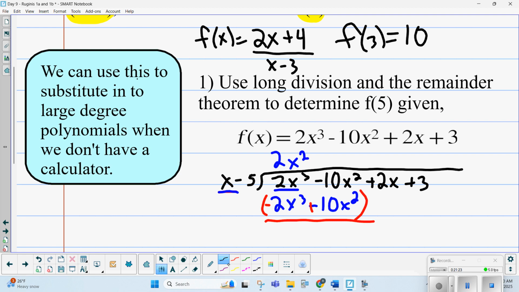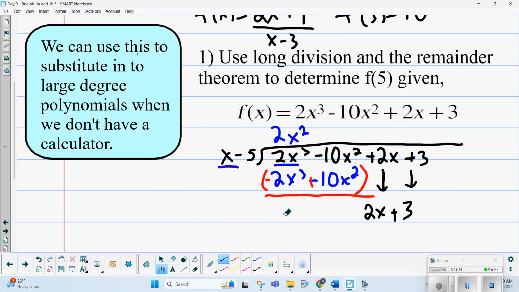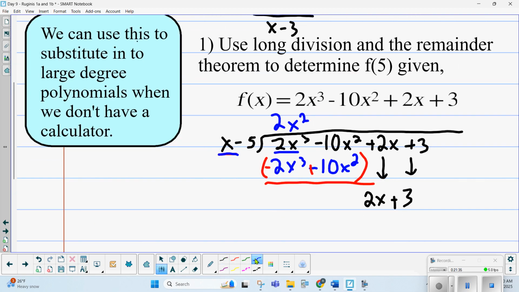So what we're going to do is, instead of just bringing down one of these, 2x, because both canceled, we're going to bring down the next two. Save ourselves a little time. All right. So now, what do we need to multiply x by to get 2x? Well, that's just going to be 2. 2 times x is 2x. 2 times negative 5 is negative 10. Subtract, distribute the negative.